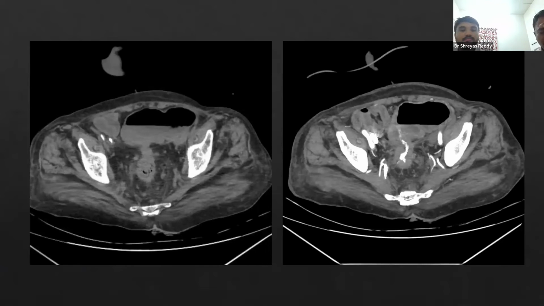So can you just tell me a few causes of lower GI bleed? Lower GI bleed, most common would be malignancy, angiodysplasia. Most common cause in an elderly male? Diverticulitis. This is diverticulitis. Second one? Malignancy, angiodysplasia, infections, then comes cancer.